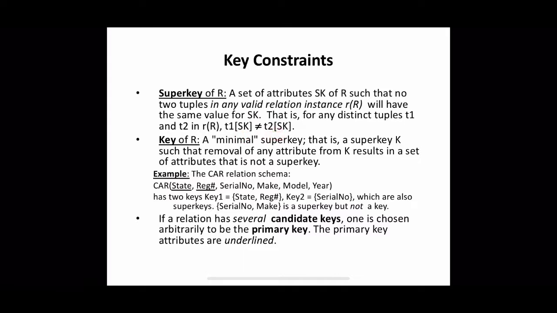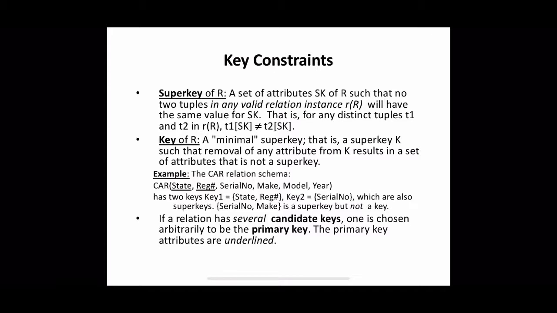So a super key SK specifies a uniqueness constraint that no two distinct tuples in a relation R can have the same value for this super key SK. Every relation has at least one default super key, that is the set of all its attributes together. A super key can have redundant attributes. That is, even if we remove some of the attributes from this super key, still the uniqueness property will be there.